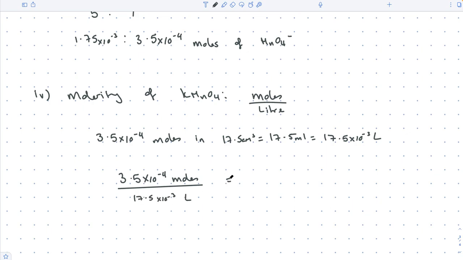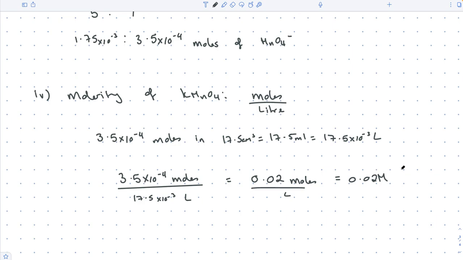And I'm going to do this out then. So I'm going to have 3.5 by 10 to the minus 4, and I'm going to divide that by 17.5 by 10 to the minus 3. And what I get there is 0.02. And that is moles in 1 litre, or moles per litre, also known as the molarity, capital M. Now, that's the number of moles that we have.